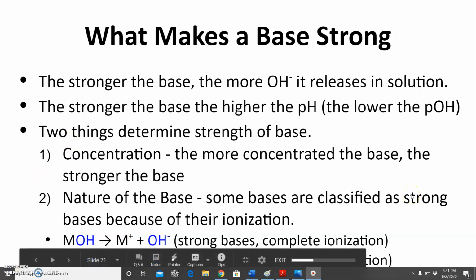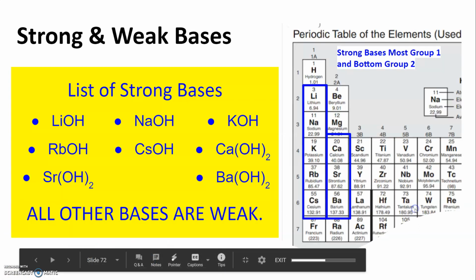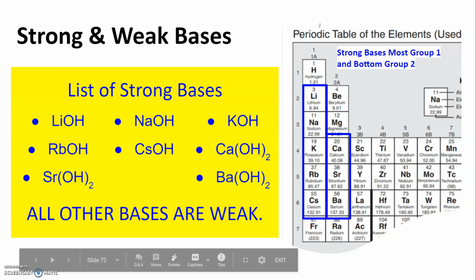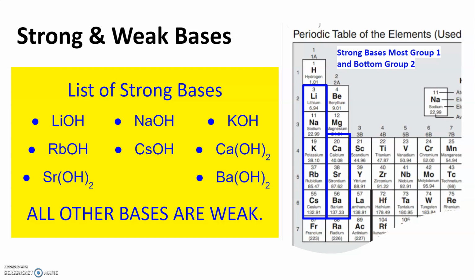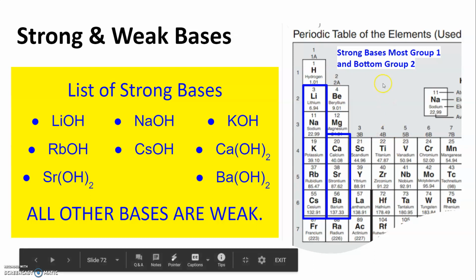So some are strong because of their complete ionization, and others are weak because they have incomplete ionization. So here's a list of strong bases. And if it's not on this list, it's a weak base. And one thing to note is that for the strong bases, most of them are in group 1, so from lithium to cesium. And then you have the bottom part of group 2, calcium to barium.